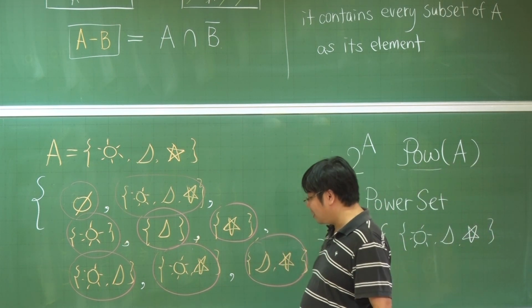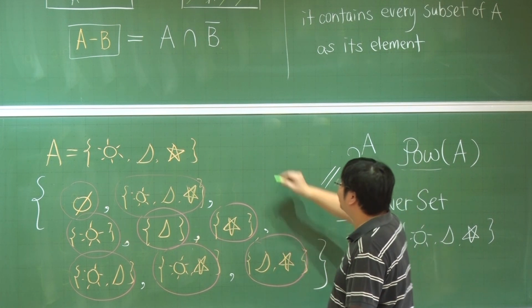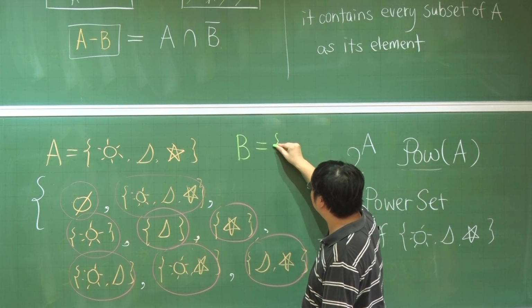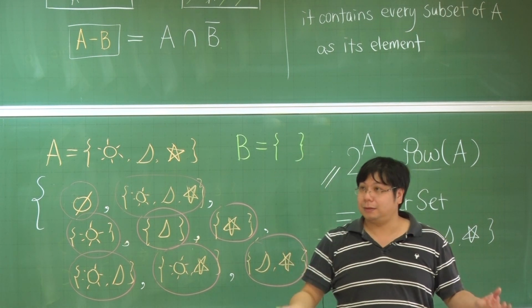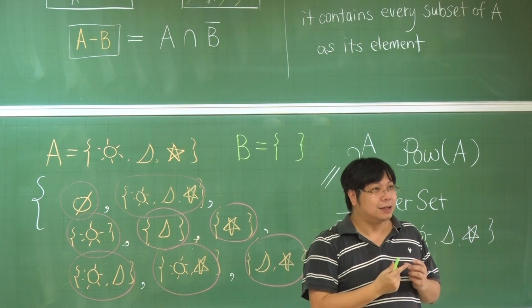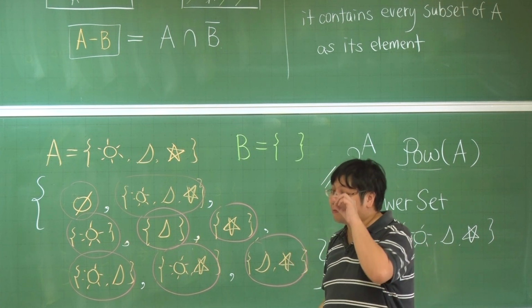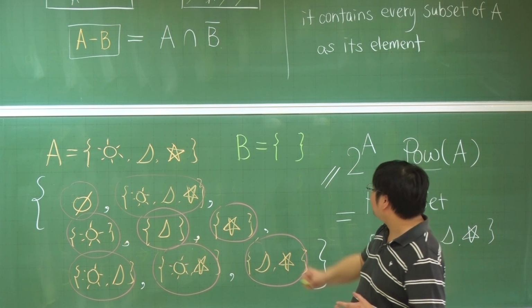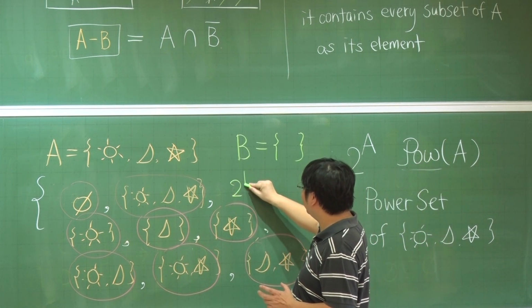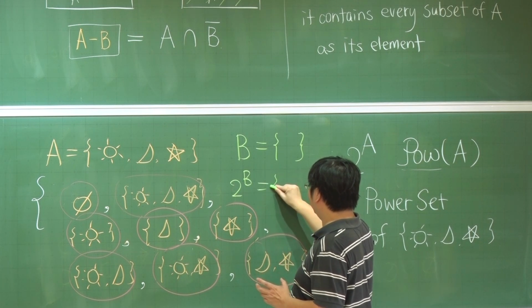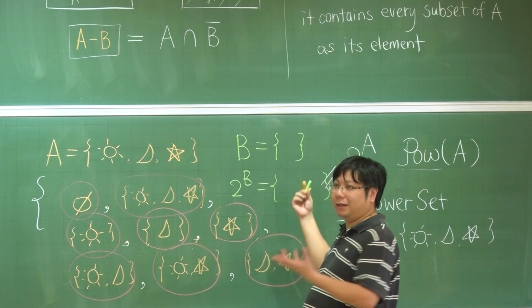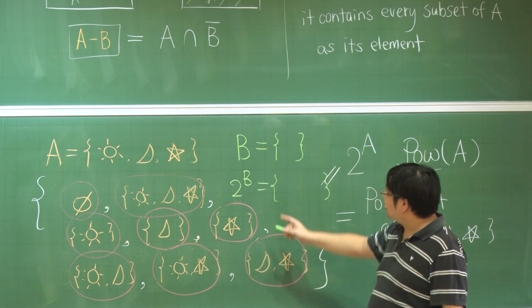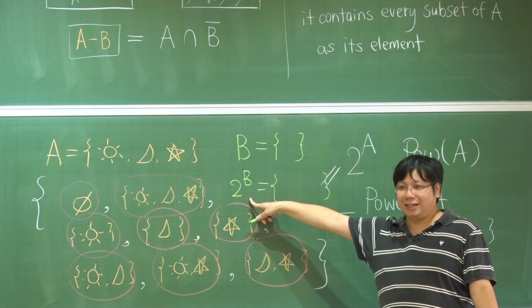Okay, so how about another example? Let's say this time I have a set B. B is the empty set. Then what is the power set of B? So B is this one. So the power set of B is what? It must contain something. Does it contain anything, or does it contain something? Is the power set of B empty or not?